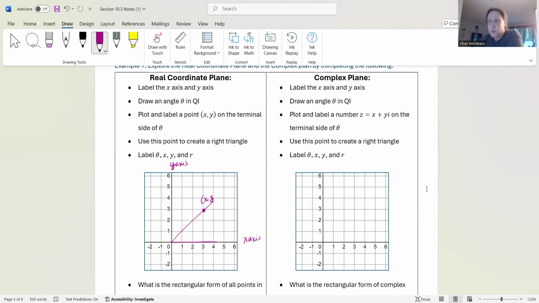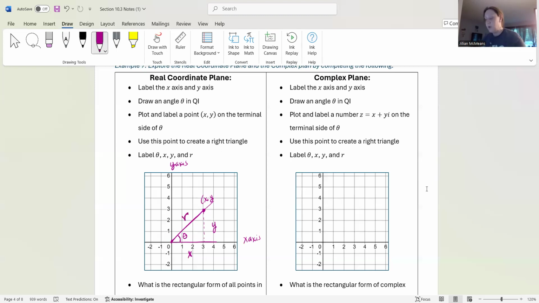And then it says use this point to create a right triangle. Well, that's cool. We can do that. And then it says label theta, r, x, and y. Well, this is our x. This is our y. We know theta is this angle right here. And then remember, r is the distance from the origin. So when you're dealing with the polar world, you draw your angle from your polar axis, which is kind of like our x-axis. So you draw out some angle, and if r is positive, it's some distance from the pole or the origin to whatever your point is. So this right here is r.